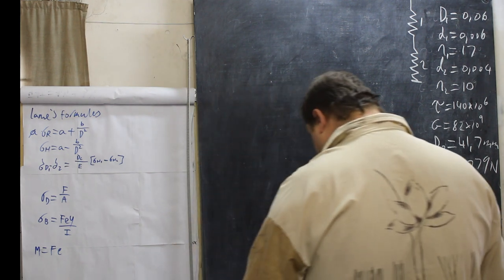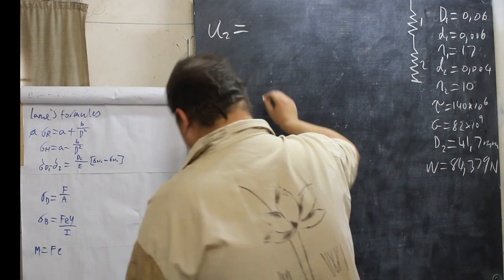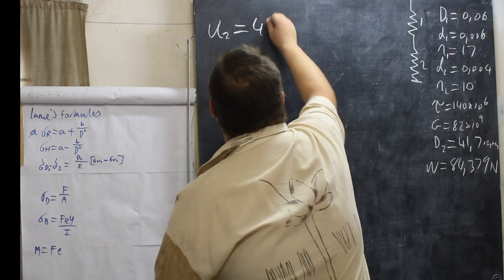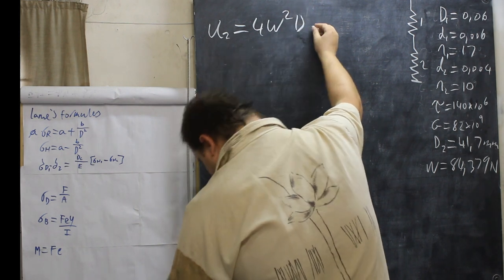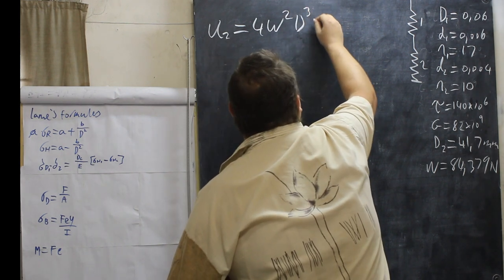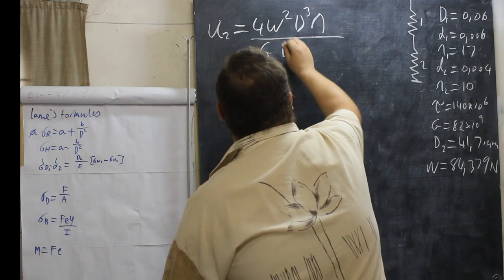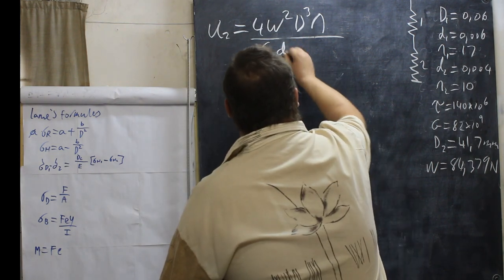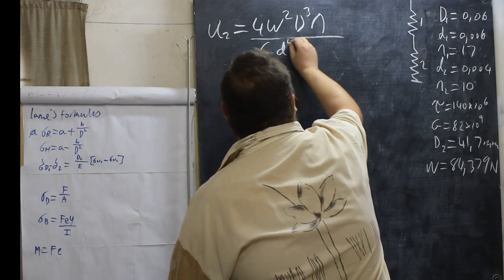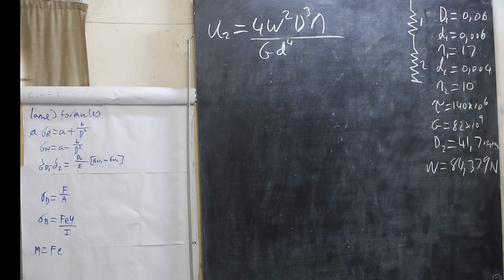Now, question 4, the strain energy. We need the strain energy. So, U2 is equal to 4W squared D, 3N over G, small d, to the power 4. Now we've got all the values that we need. We already have every value that we need.